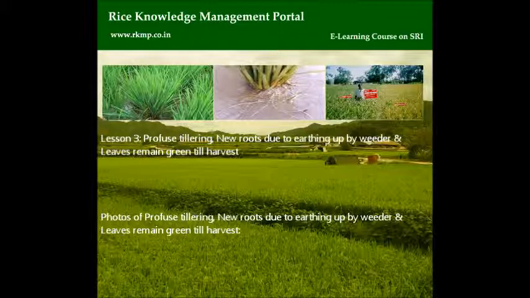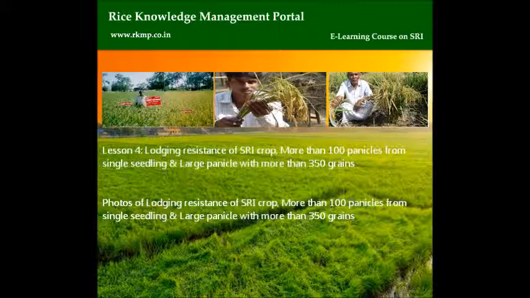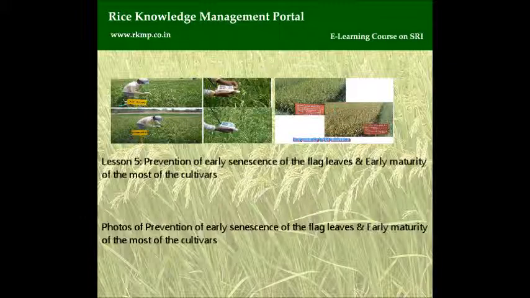Lesson 3. Profuse tillering. New roots due to earthing up by weeder and leaves remain green till harvest. Photos of profuse tillering. Lesson 4. Lodging resistance of SRI crop. More than 100 panicles from single seedling and large panicle with more than 350 grains. Lesson 5. Prevention of early senescence of the flag leaves and early maturity of most of the cultivars.